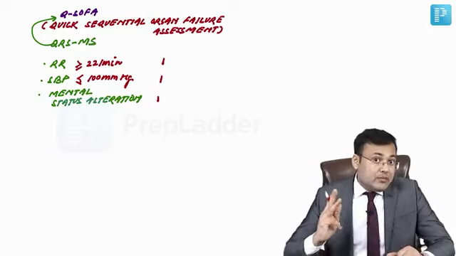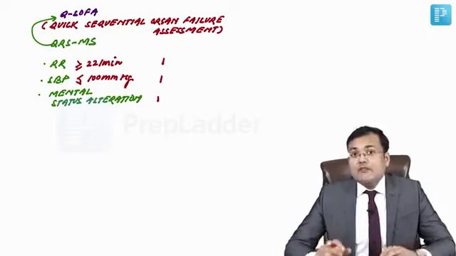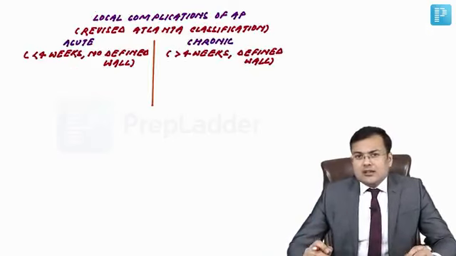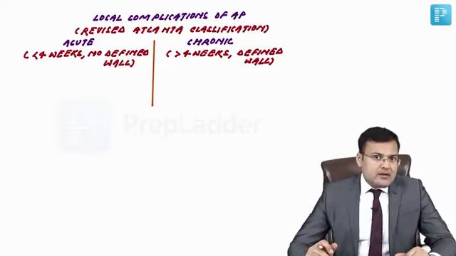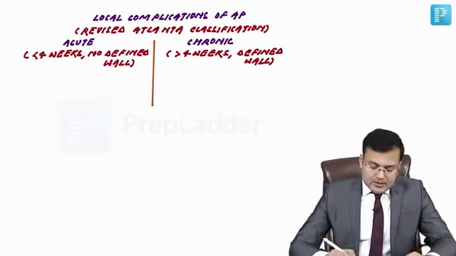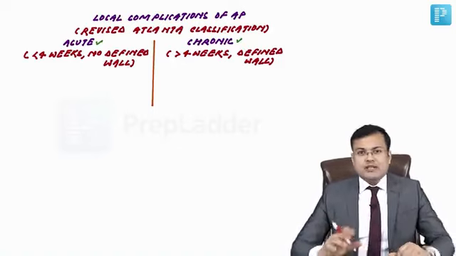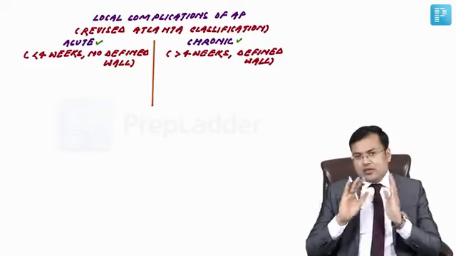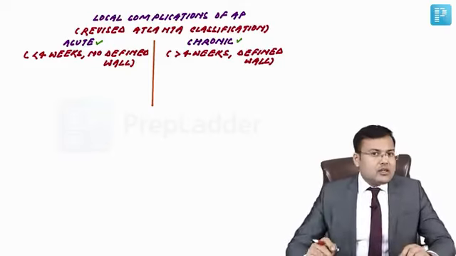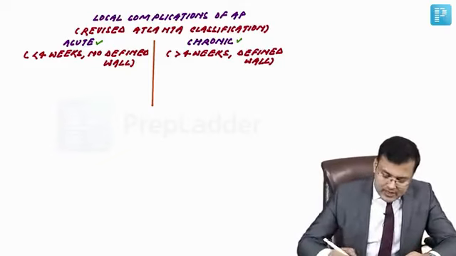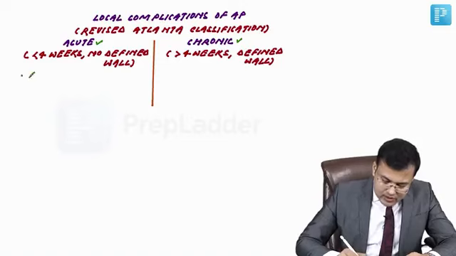So these are three important questions asked almost every year. According to revised Atlanta classification, what are the local complications of acute pancreatitis? So it is divided into two types, acute and chronic. If the duration is less than 4 weeks, in this particular duration, there is no defined wall. So this is acute complication, and after 4 weeks, there is defined wall. So that's chronic.